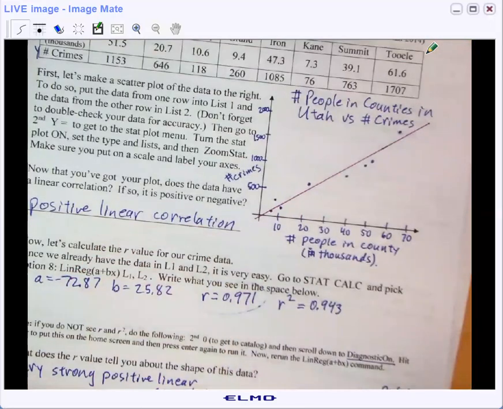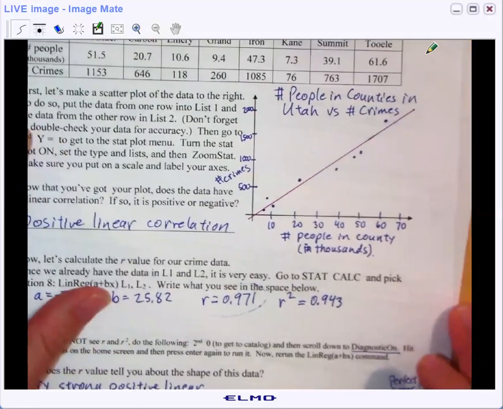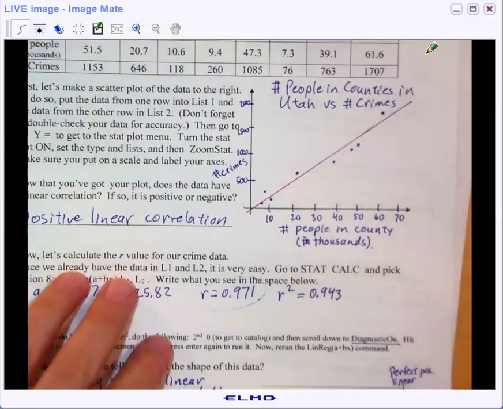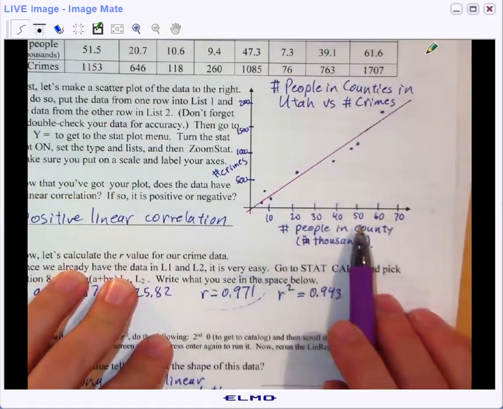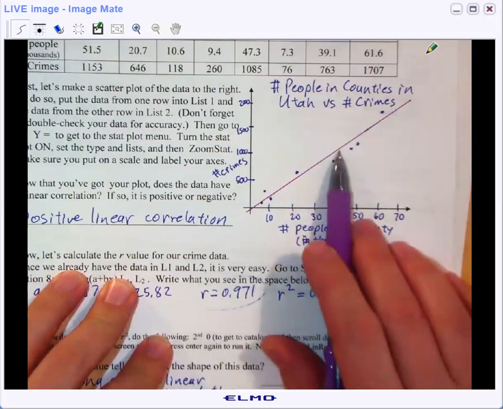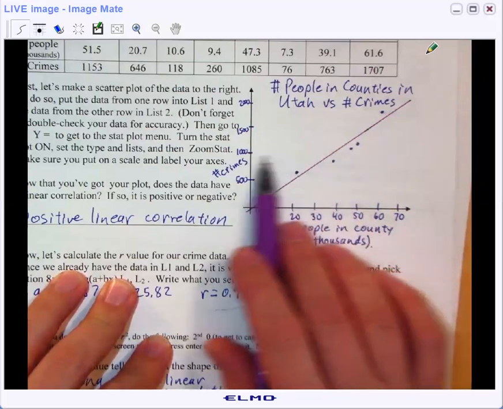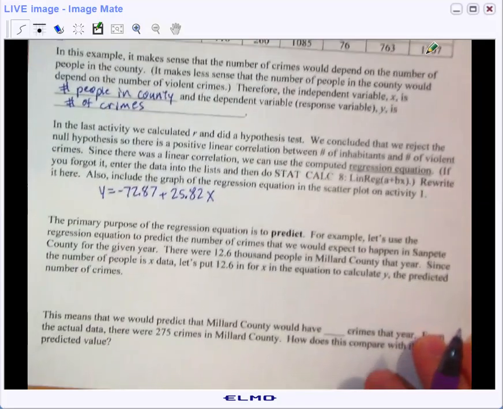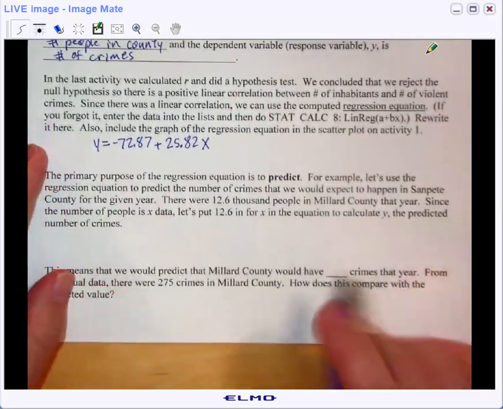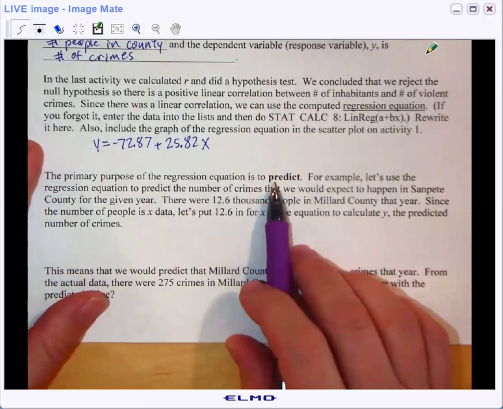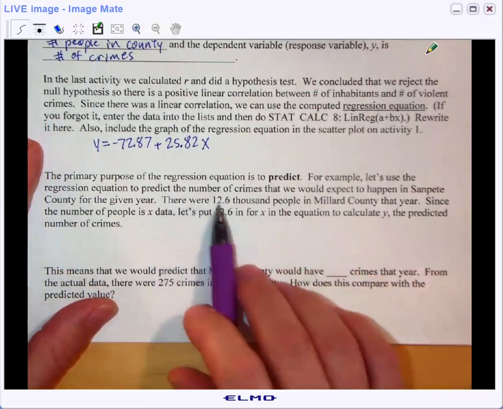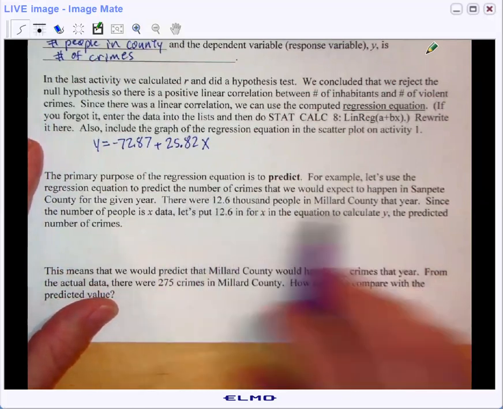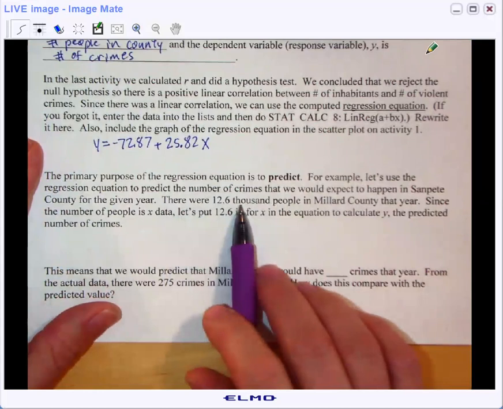All right, so that would be our predicting line. And so we're going to use the number of people in the county and this line to predict how many crimes there will be. So for example, Millard County is one of the counties in Snow College's Surface District, one of them near San Pete County, and we could predict the number of crimes in Millard County for that year.